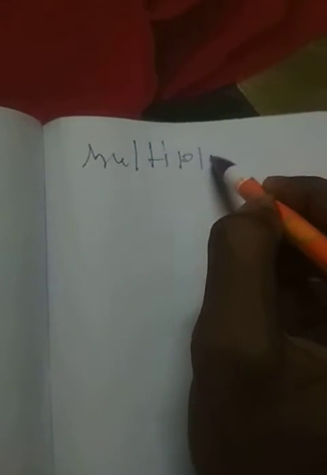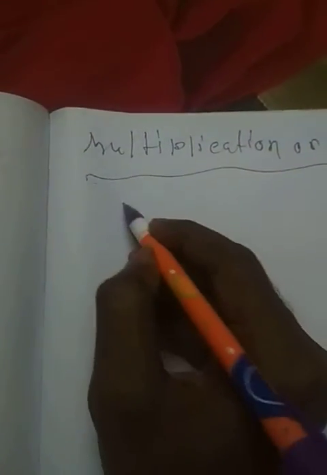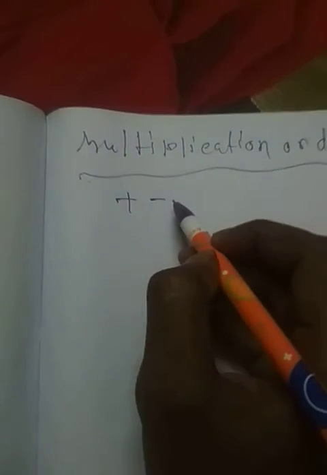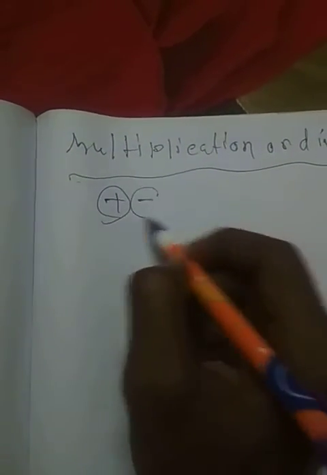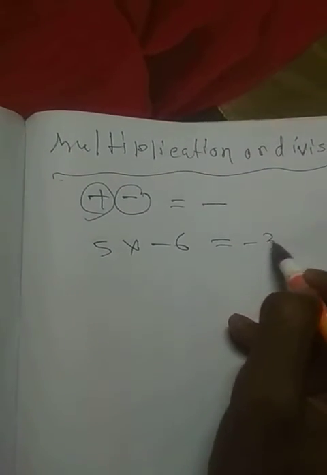But in case of multiplication, the rules are a little bit different. Multiplication or division, there will be a change of sign. If the two terms are plus and minus, the resultant will be minus. Like 5 into minus 6, the result will be minus 30.